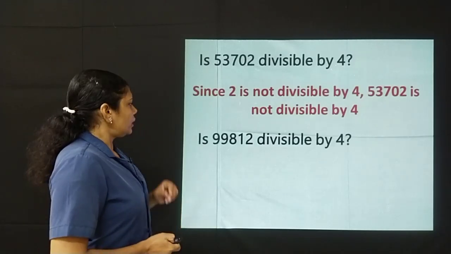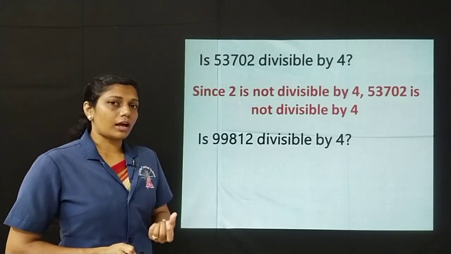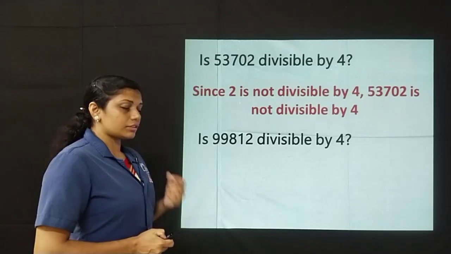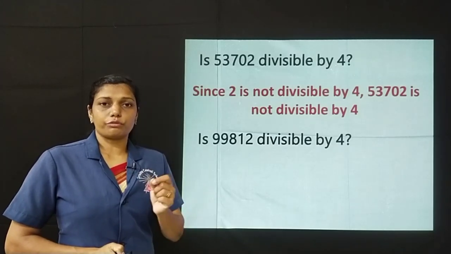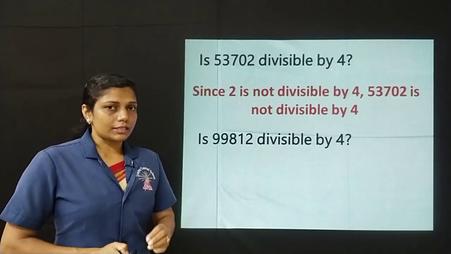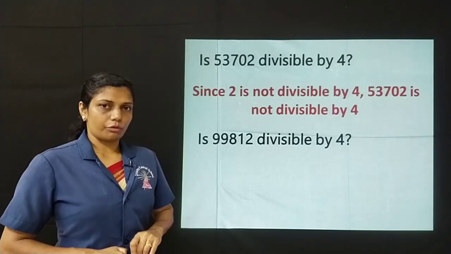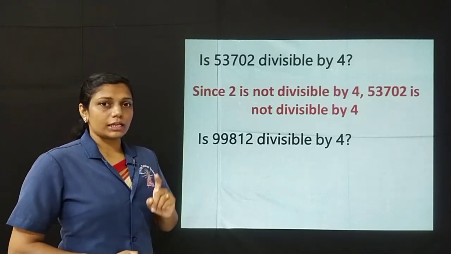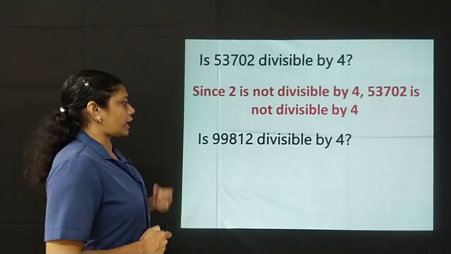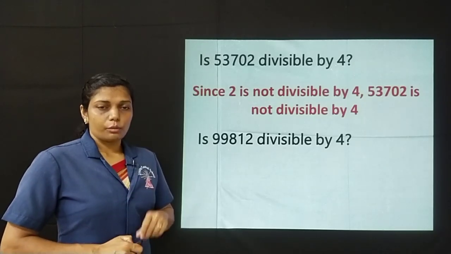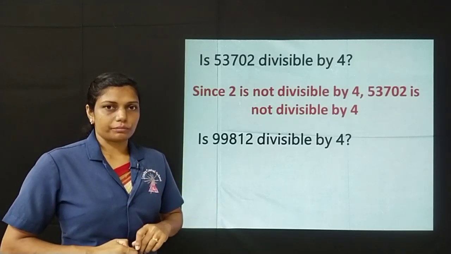Okay? Is 99,812 divisible by 4? What are the last 2 digits of the number? Yes, 12. 12 is divisible by 4, isn't it? 4 3s are 12. So 12 is divisible by 4. That is the reason 99,812 is also divisible by 4. Remember, children, when you are checking the divisibility test, we know that 4 is a factor of 99,812. When a number divides another number completely, that number is its factor. Okay?